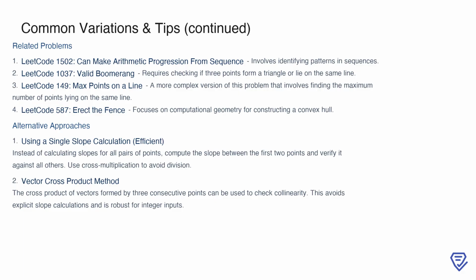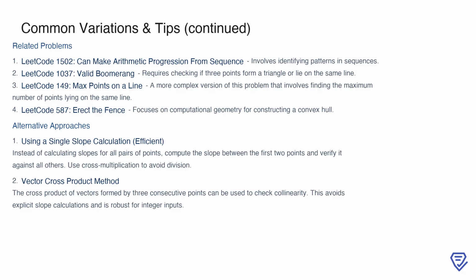For example, LeetCode 1502, which asks you to verify whether a sequence forms an arithmetic progression, focuses on identifying numerical patterns. Another is LeetCode 1037, which requires you to determine whether 3 points form a valid triangle or lie on the same line. A more advanced problem, LeetCode 149, challenges you to find the maximum number of points that lie on the same line, adding complexity to your logic. Lastly, LeetCode 587, also known as Erect the Fence, dives deeper into computational geometry with the task of constructing a convex hull.